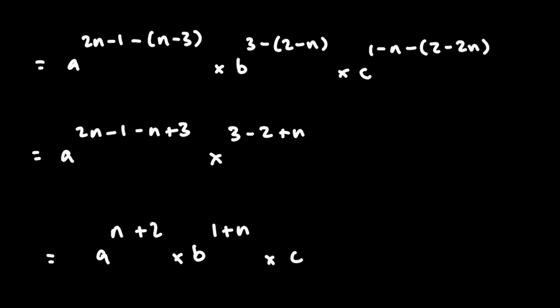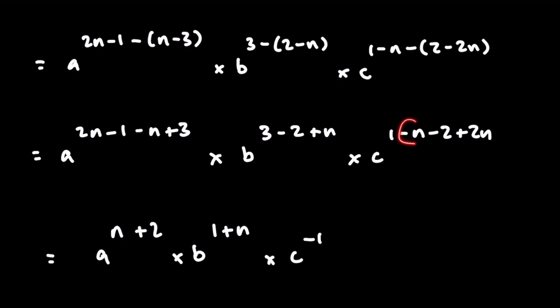And lastly, with the c, we have 1 minus n take this bracket, so we're going to expand. I forgot to include a b over here. So times by c to the power of 1 minus n minus 2 plus 2n. And this simply becomes 1 minus 2, which is minus 1, and minus n plus 2n, which is plus n. And we can leave our answer like this because n is just an unknown constant. So there's no negative indices as of now. We don't need to bring anything to the denominator in this question.